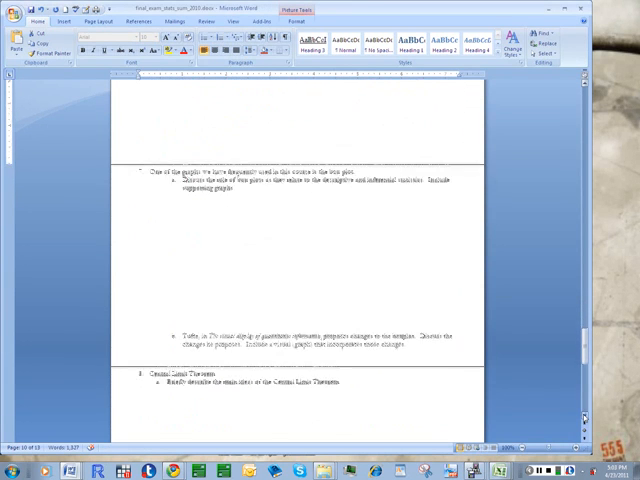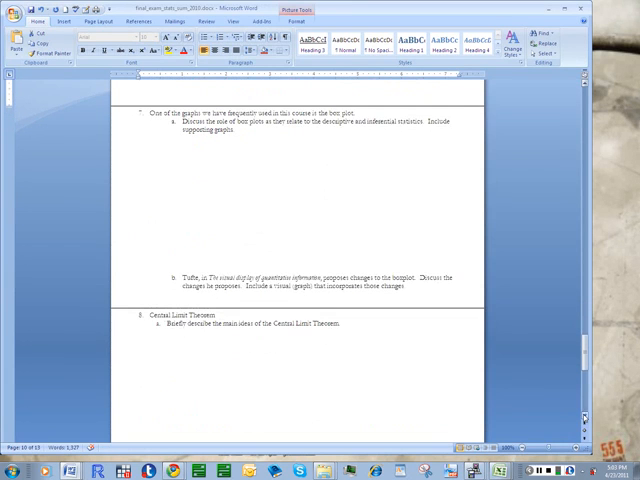Okay, on number 7, I'm just going to say this. This is the book that I read in the other class, so obviously you won't need to know that. But up here, just part A, it says discuss the role of box plots as they relate to what we've been doing in here, and include supporting graphs.